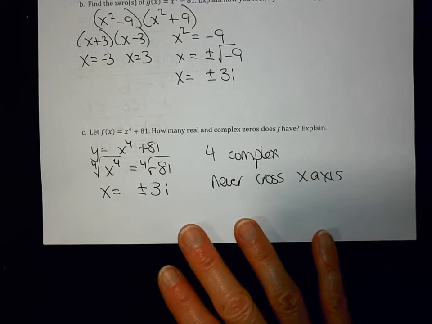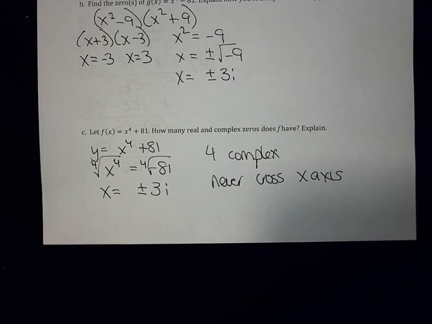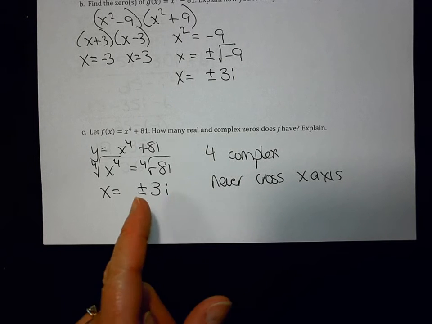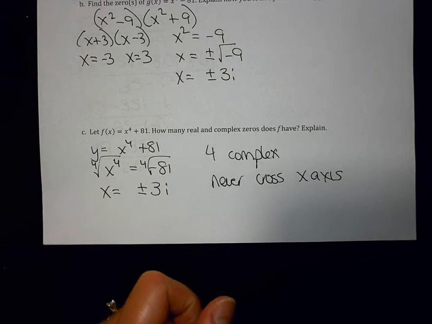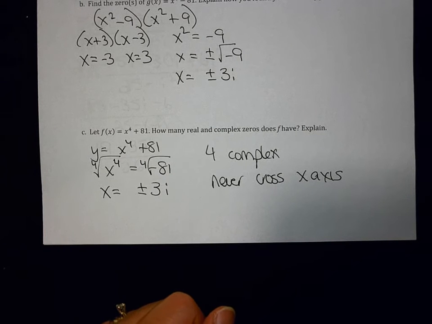So part C then says let the function be x to the 4th plus 81. So what happens is there we still have to have 4 answers, but they are imaginary answers because the graph never crosses the x-axis, so we have only 4 complex or 4 imaginary answers. And it really is a negative 3, but because it's a plus minus, you don't really need the negative 3 part of it. It just becomes plus minus 3i.